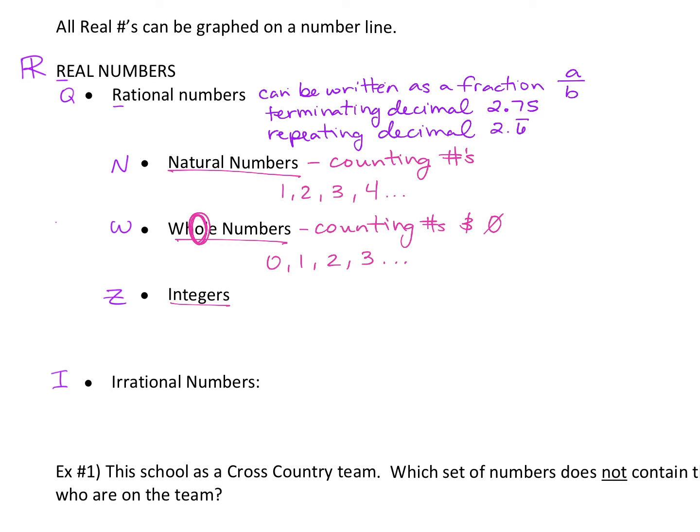All right, and then the last subcategory of rational numbers here is the integers. Who can tell me what integers are? Negative and positive. So it's the counting numbers and their opposites.